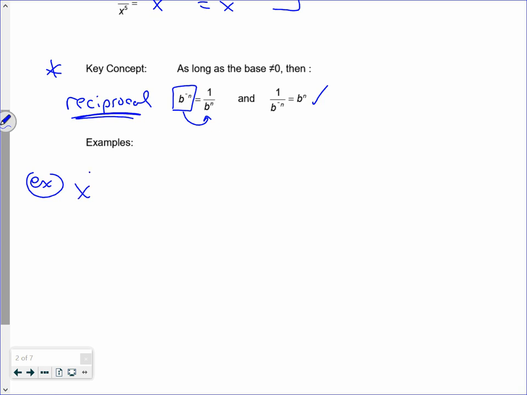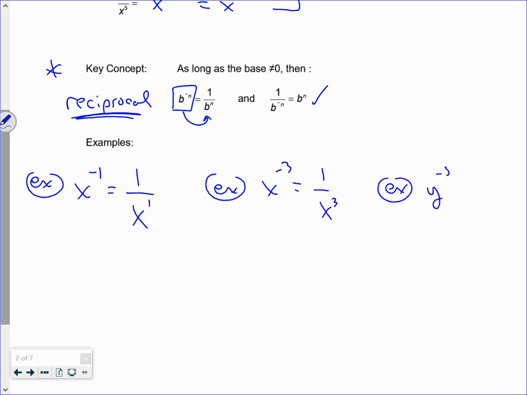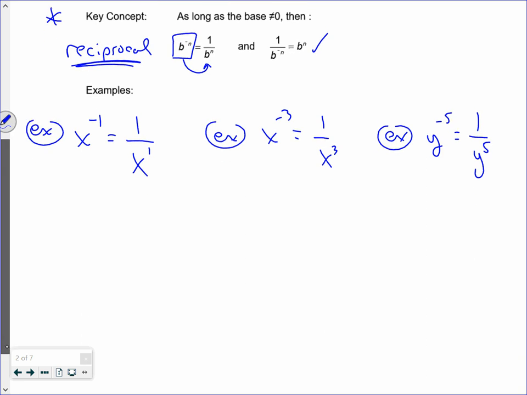Okay. If you have x to the -1, anytime you see that, you're going to change that to 1 over x to the +1. Change it up, flip it over. If you have x to the -3, you're going to flip that over, 1 over x to the +3. When you flip it over, you also have to change the exponent to a positive. If you have y to the -5, you're going to flip it over and make it 1 over y to the +5. So it's starting out in the numerator, it ends up in the denominator.